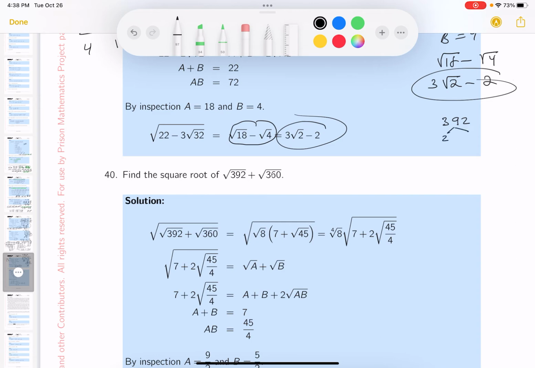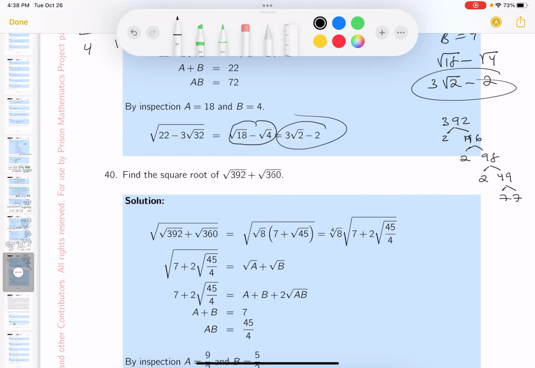So 2 into 392, 196. Okay? And then I'm going to say 2 into 196. That'll be 98. And then I can say 2 into 98, 2 times 49, right? And 7 times 7. Okay? So I think I see a perfect square there.